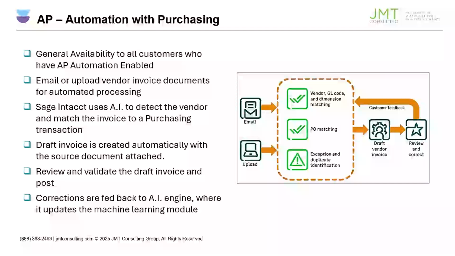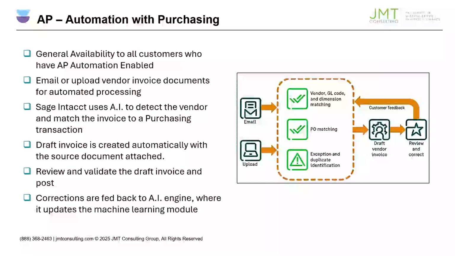Your vendors can either email or you can upload invoice documents directly into Intacct. Once uploaded, Sage Intacct uses artificial intelligence to analyze the invoice, identify the vendor, and match the invoice to the appropriate purchasing transaction. So that includes matching the vendor, GL account, and dimensions, and if a PO exists, it will match that as well. So if everything looks good, a draft invoice is automatically created with the source document already attached. This makes it easy to verify the details without having to toggle between screens. And from there, your team can review and validate the draft, make any necessary corrections, and then post the invoice.